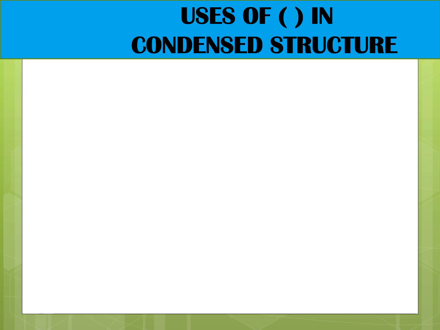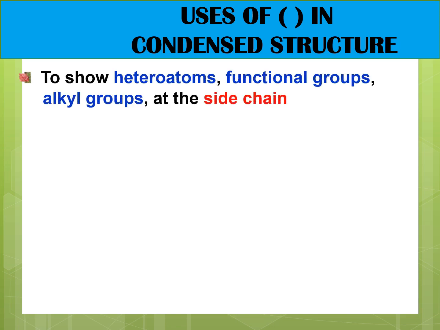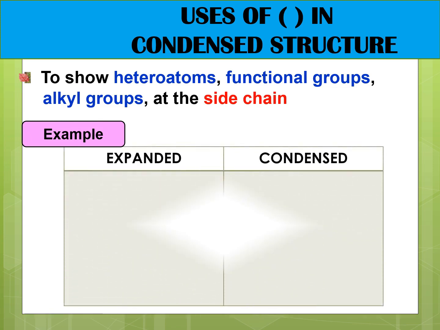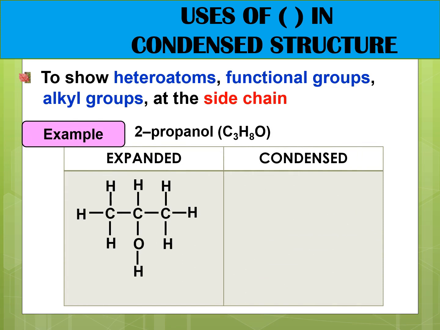And then for the condensed structure, we use brackets to show heteroatoms, more than one atom, functional groups, and alkyl groups at the side chain. Example, we have 2-propanol with molecular formula C3H8O. So this is the expanded structure and this is the condensed structure. Right, so the OH group, hydroxyl group, is located at carbon number 2. So at carbon number 2. And this is the condensed structure, with carbon number 1 and carbon number 2.